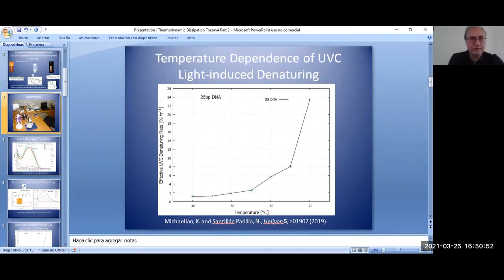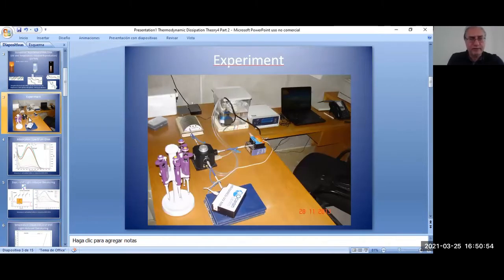Okay, so as I was saying, we are now looking at this experiment. This experiment was to see if UVC light could induce denaturing in DNA, because we need a mechanism for replication of DNA in the Archean when the complex enzymes did not exist.